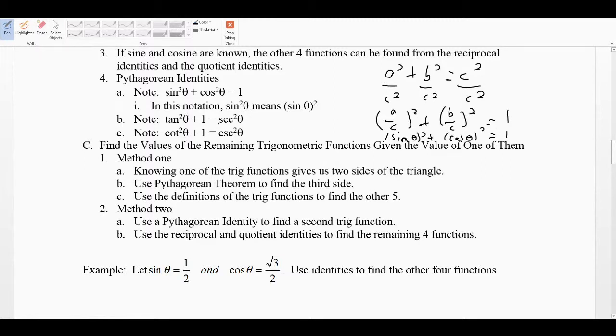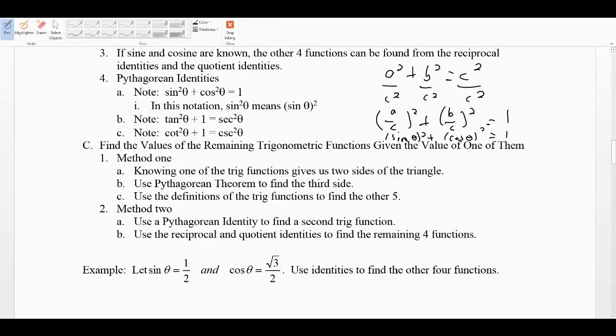Now, I'm not going to show you where these come from, because these may be homework problems that you may have to do one of these days. But it does come from, if you were to divide by sine squared or cosine squared, you'll get these two identities. And what this does, these give us another way to find trig values.